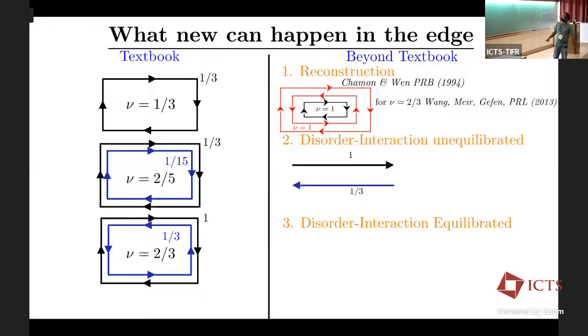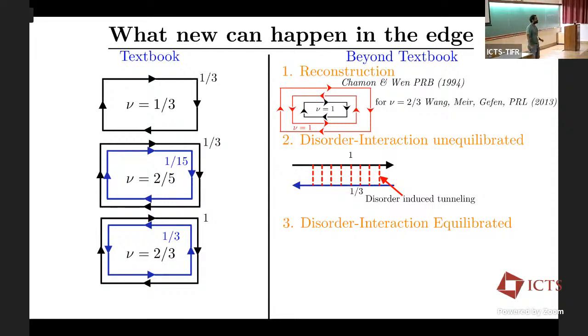Okay. There's also something called a disorder interaction unequilibrated regime. So let me explain what I mean by that. So let's take these examples. So there's a 1 and 1/3 that are going counter-propagating. So if there is disorder in the system, this disorder will allow charges to tunnel from one to another. Okay? And because they are charged, they're also interacting.